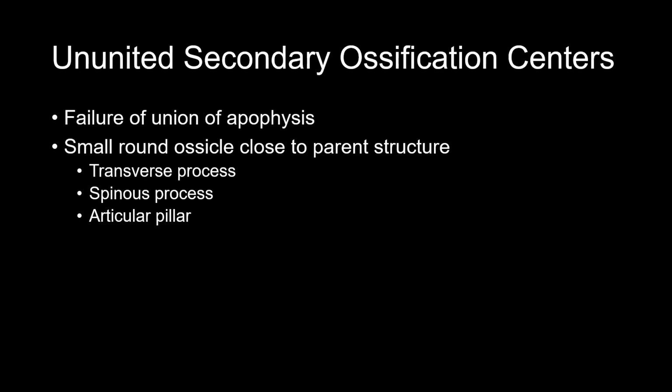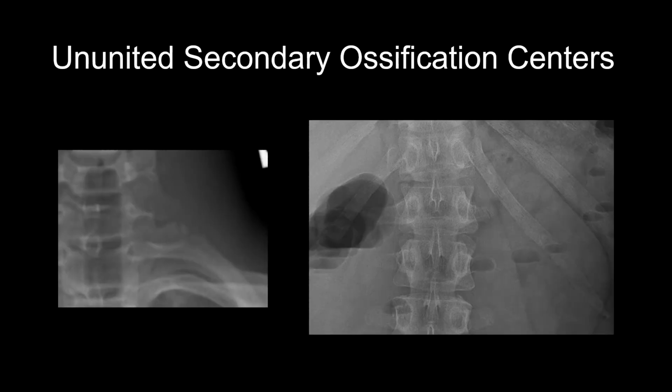Ununited secondary ossification centers are a failure of union, so essentially kind of like our os terminale of Bergmann, you have these little bones that failed to ossify together with their parent bone, such as you could have a transverse process or a spinous process that doesn't quite attach to the vertebral body it's supposed to. So here we have two TP ossicles. So here's one here, and you can tell it's not a fracture because of the cortication of the piece. And same here, this one shows the cortication a bit better.